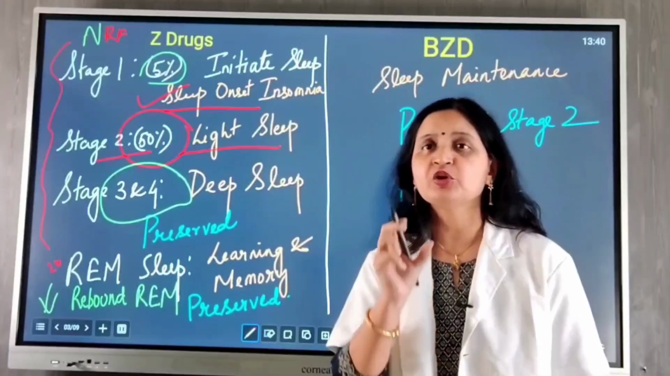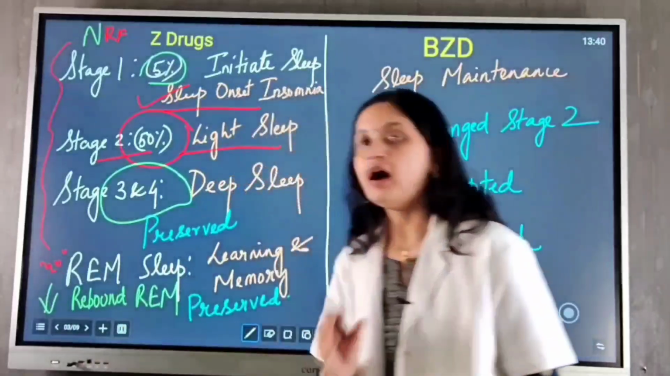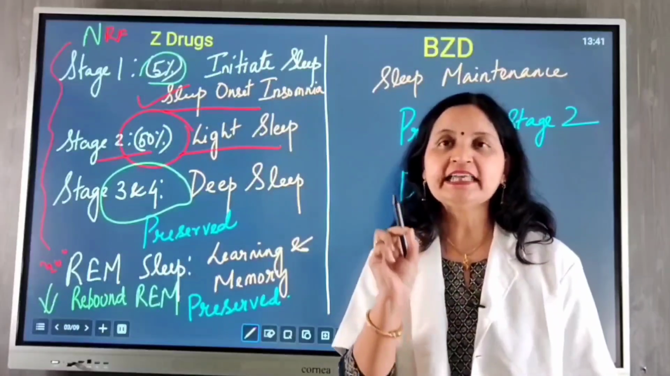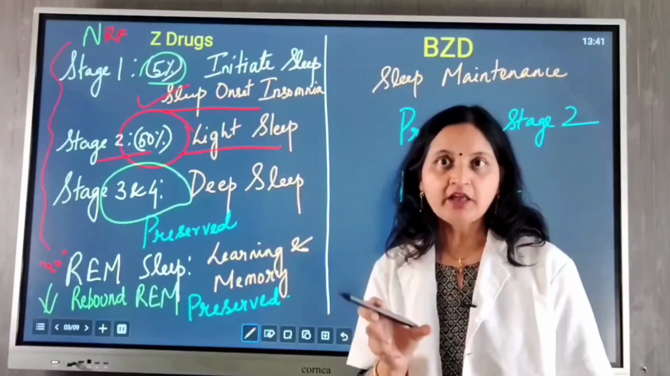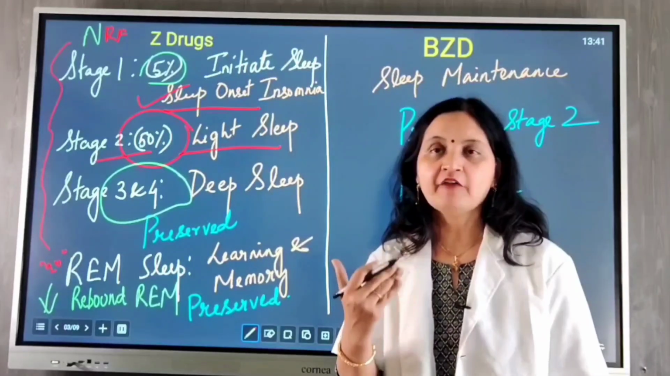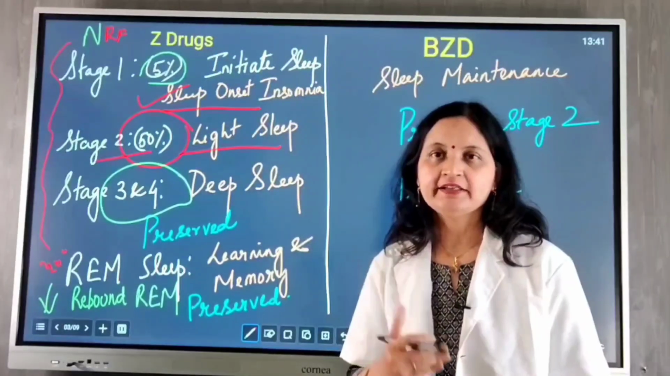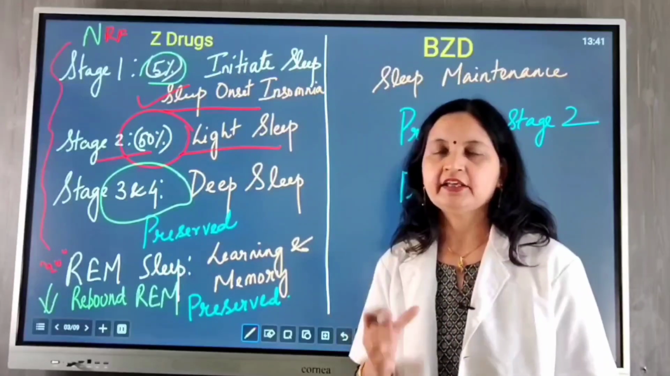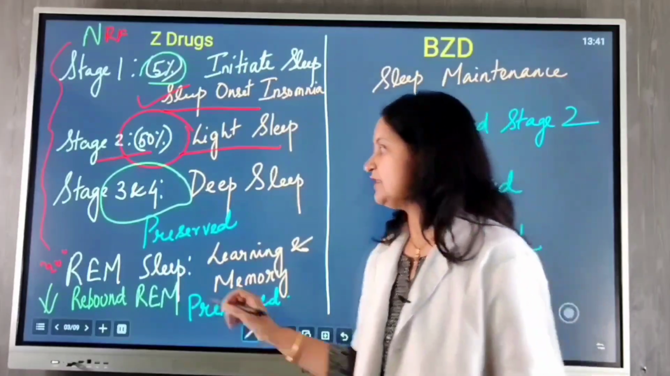REM sleep constitutes only 20 to 25% of the sleep time and REM is responsible for learning and memory consolidation. So any impairment in REM sleep can lead to rebound REM, that is after withdrawal, and also vivid dreams and increased brain activity. So learning and memory is impaired if REM is disrupted.